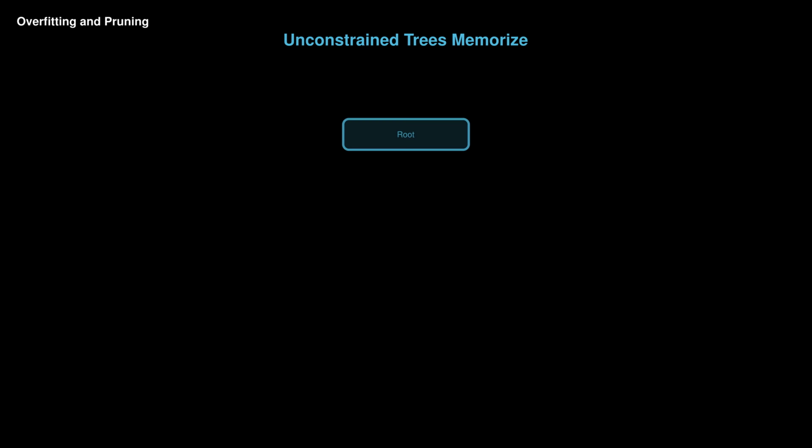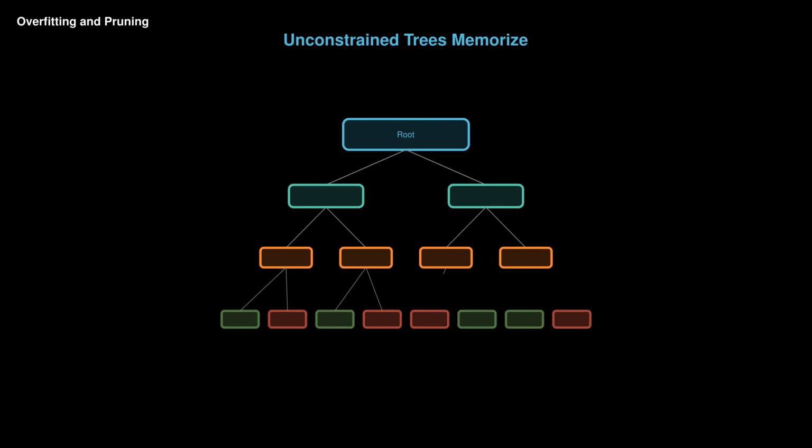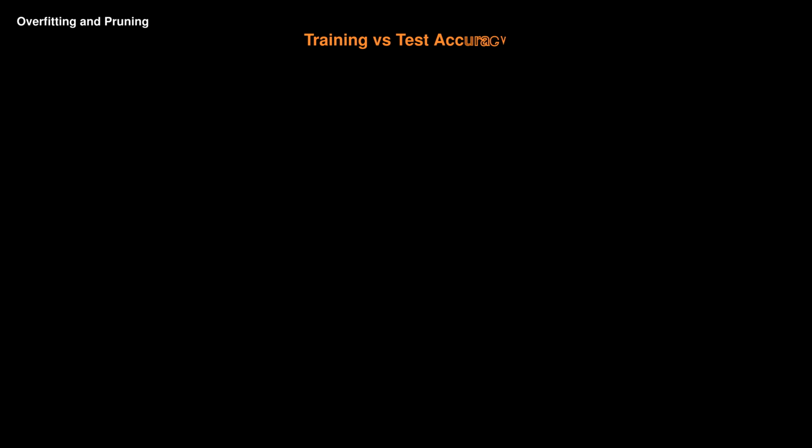Here is what happens if you let a decision tree grow without any limits. It keeps splitting until every single leaf is pure. It has memorized the training set, including all the noise and quirks specific to that particular sample. It has not learned the real pattern. It has learned the specific data. Let us watch this play out.